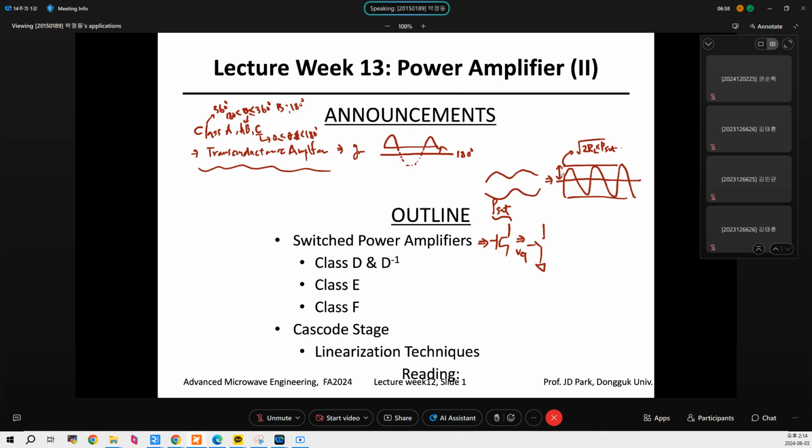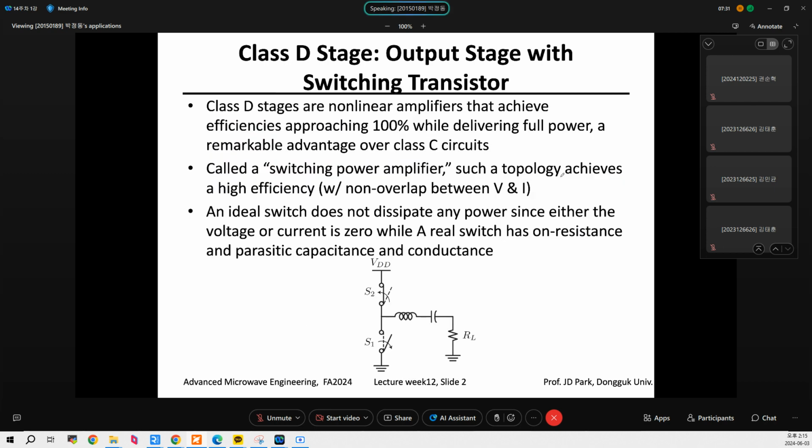So we can say this switch mode power amplifier has a relatively large efficiency, but it doesn't provide any specific voltage gain, which is a power gain. That's a quite different concept from the typical transconductance amplifiers, right? So the first class is a class D amplifier.